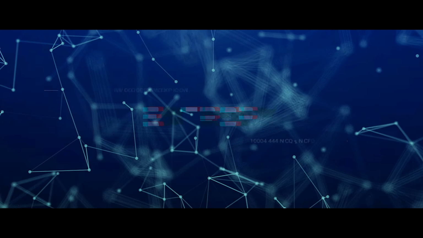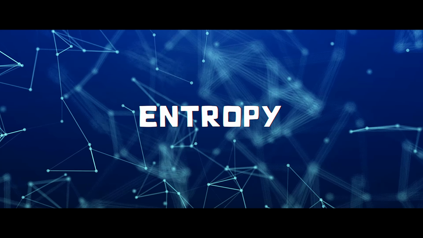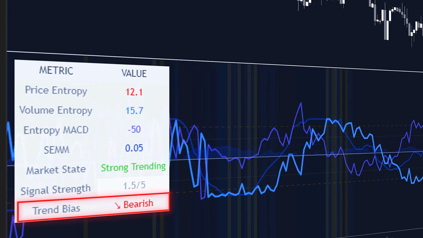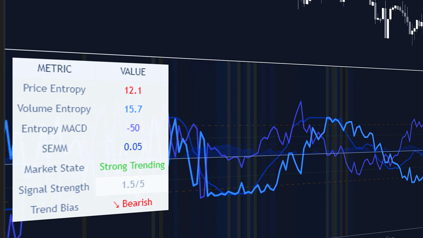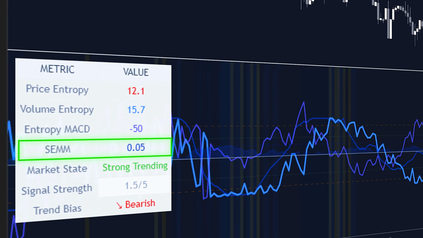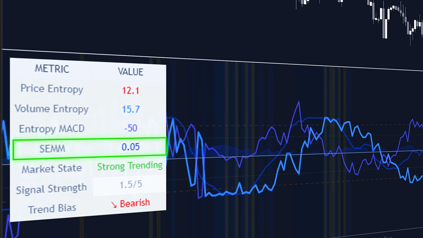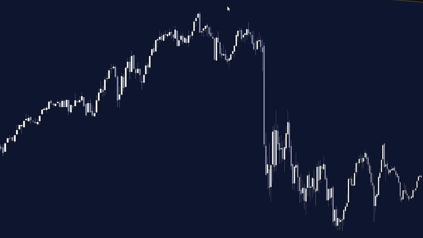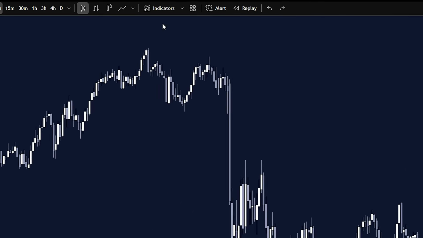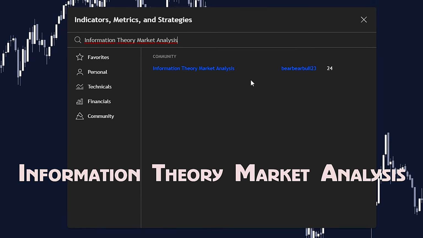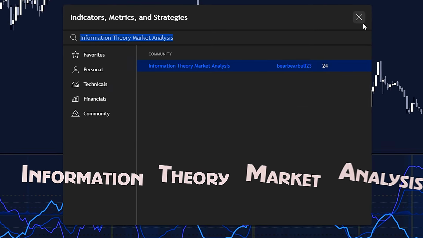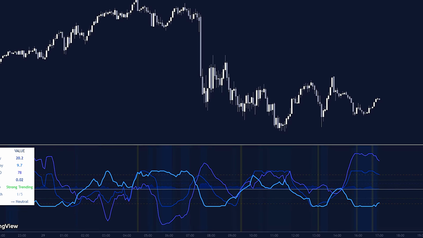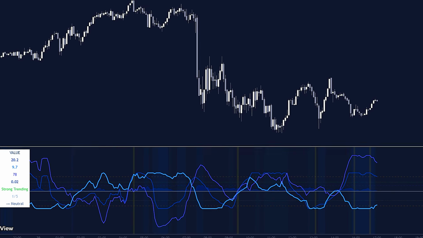Using the power of entropy, the same concept in physics that measures disorder, this indicator not only tells you whether the market is rising or falling, but also reveals the quality of that movement. Is it a solid, predictable trend or simply chaotic noise? When you add the indicator in TradingView by searching for Information Theory Market Analysis, you will see that the indicator window is crossed by three main lines, each with a unique function and color code.